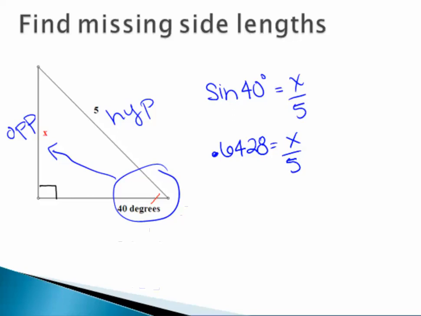Now I just solve this using proportions, or cross multiplying. Since x is currently divided by 5, we're going to multiply both sides of this equation by 5. So 0.6428 times 5 is going to equal x. That means that x equals 3.2.